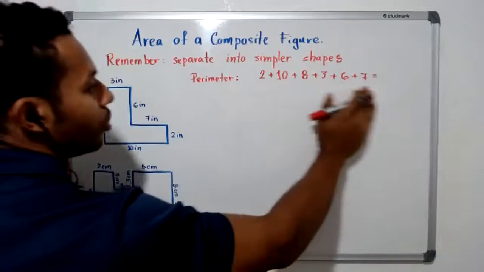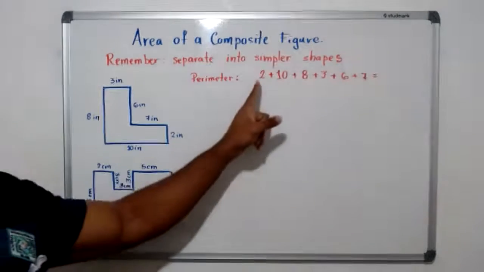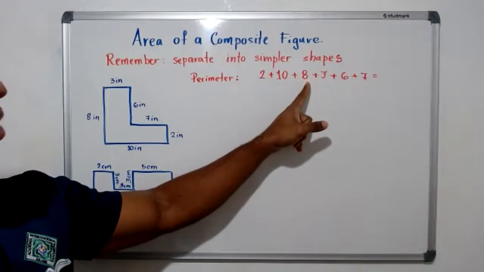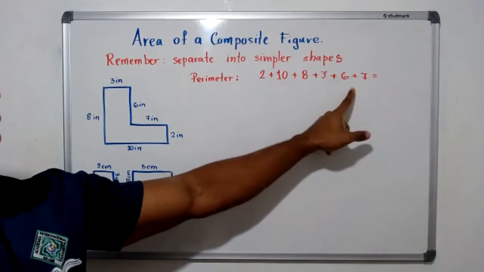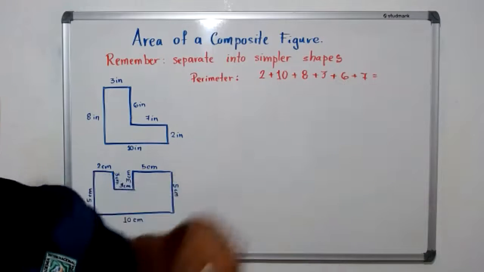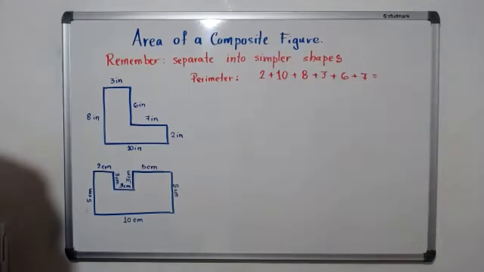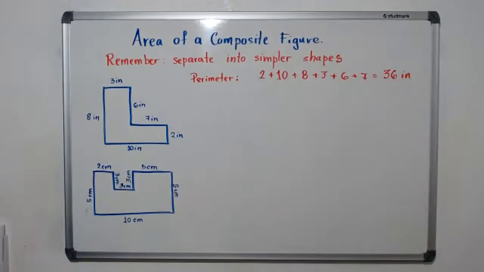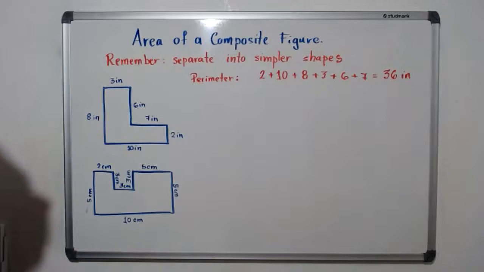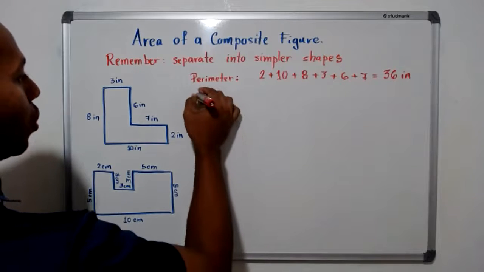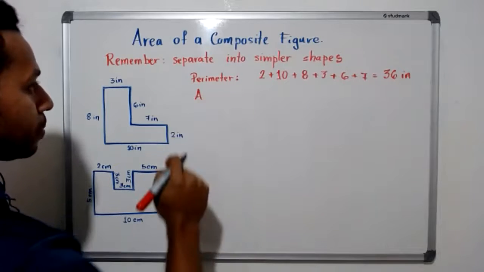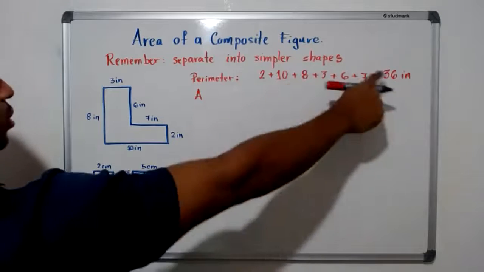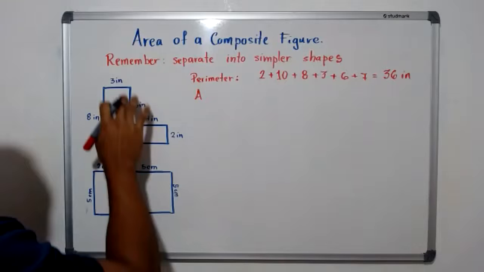If we add these numbers, what is the answer? 2 plus 10, 12, plus 8, 20, 23, 29, and what? 36. 36 what? Inches. Okay? You got it? 36 inches of perimeter. So we're going to look for the area. Okay? No, this is the perimeter. So we're going to calculate now the area of this figure.